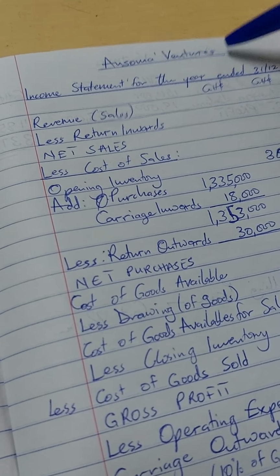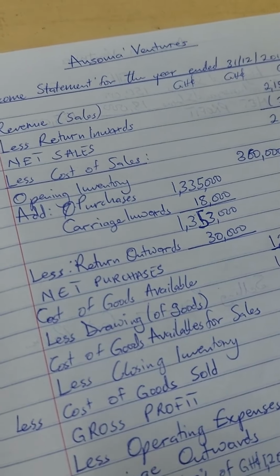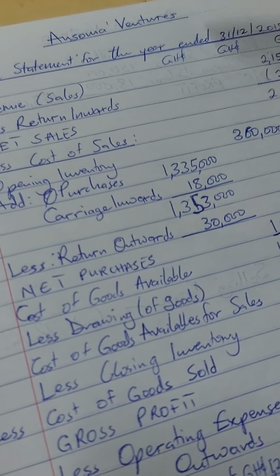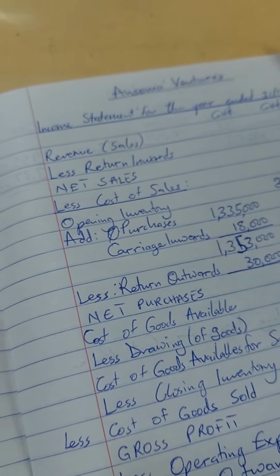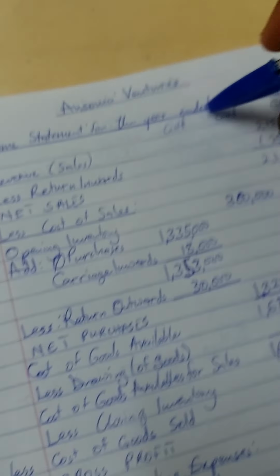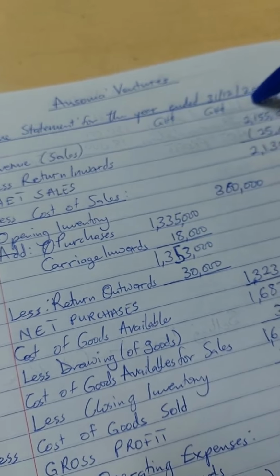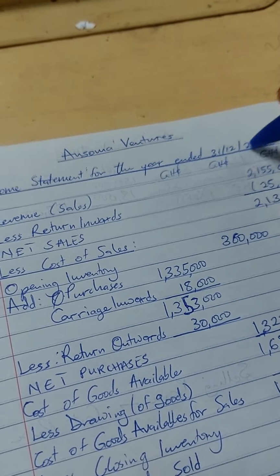And that is what is called the income statement. So for this one, for instance, anytime you are solving an accounting question, write the name of the firm on top. It gives you a mark. Then write the topic of what you are doing. So this one is the income statement for the year ended 31st December 2015.